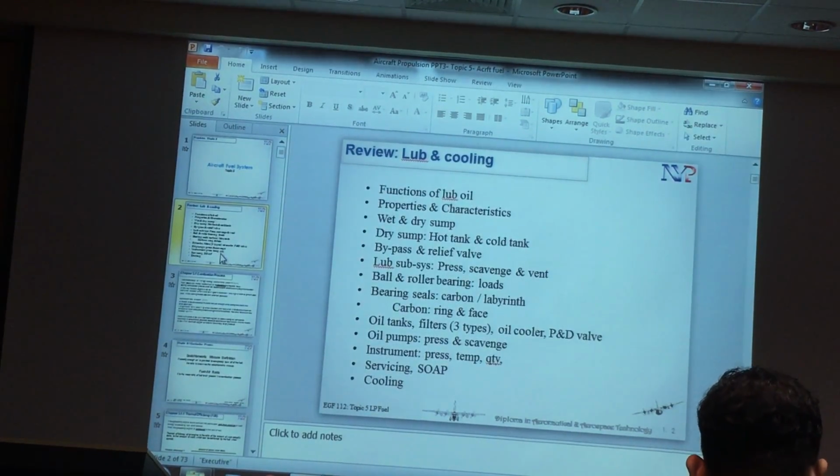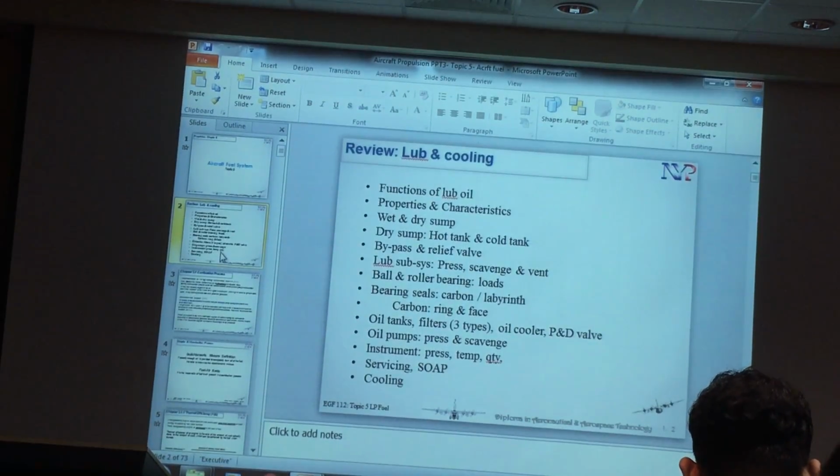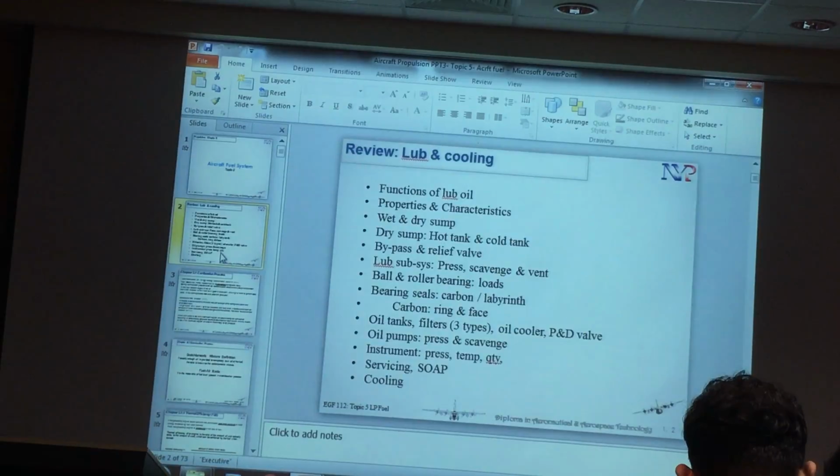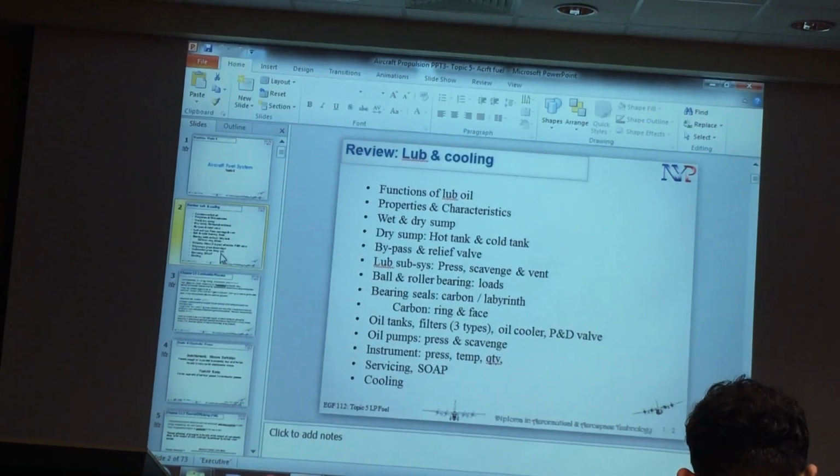You're going to have two types of lubricating system. What are they? One is called hot and then one is called cold. The dry sump has a hot and a cold oil lubricating system. Why do you call it hot, and why cold? Because of the cooler, correct?